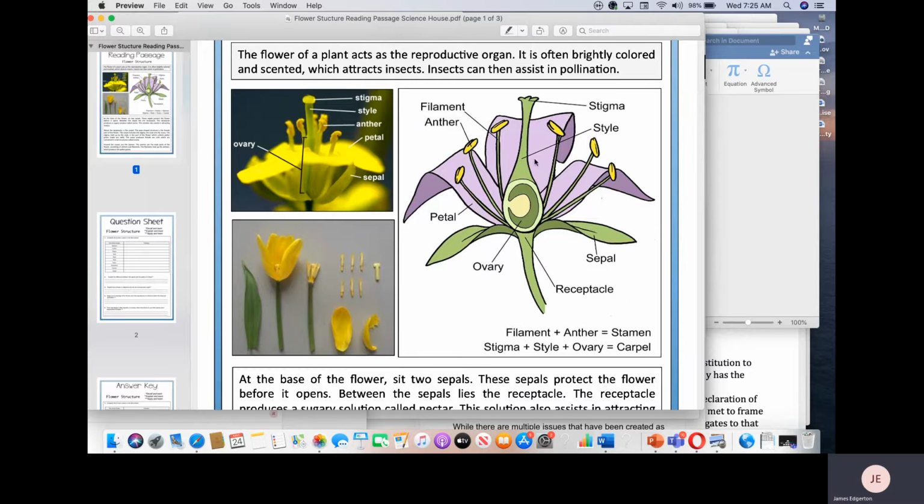pollinate the carpel, the ovary part of the flower. And so in the second generation, he let the flower self-pollinate, and he was able to understand genetics based upon the seeds that were produced and the outcomes of the seeds.